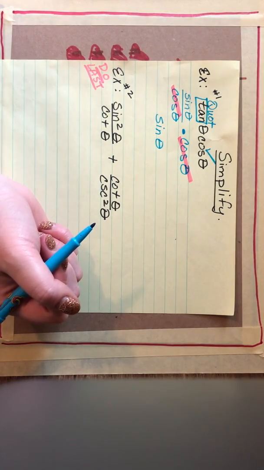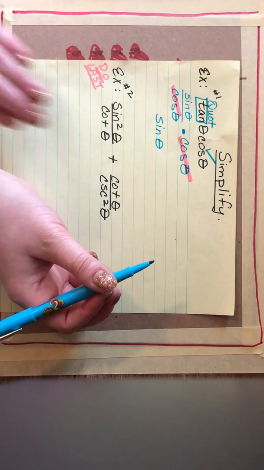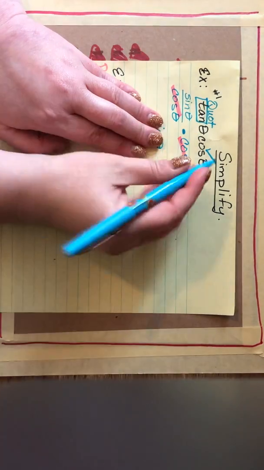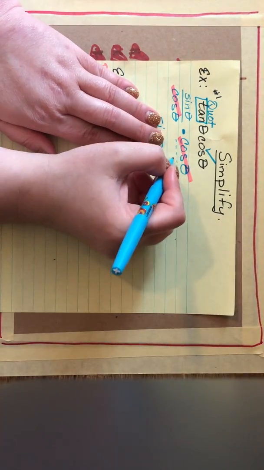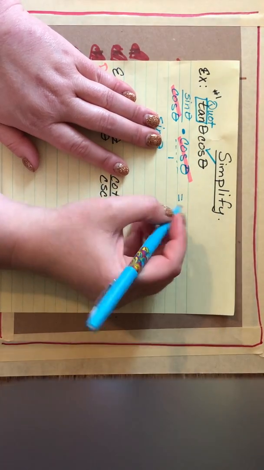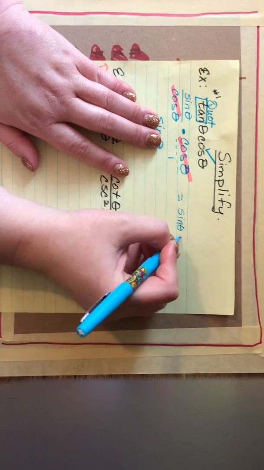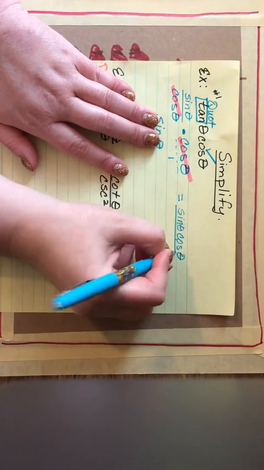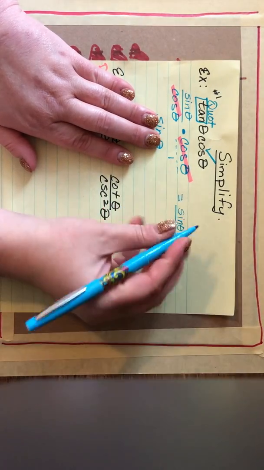If you don't believe me that those cross out, let's just pretend I put a 1 underneath. And then I multiply left to right. Sine times cosine is sine theta, cosine theta. On the bottom, cosine times 1 is cosine theta.